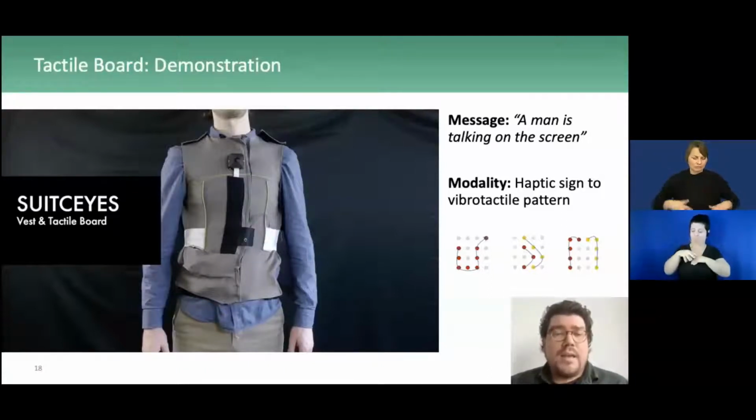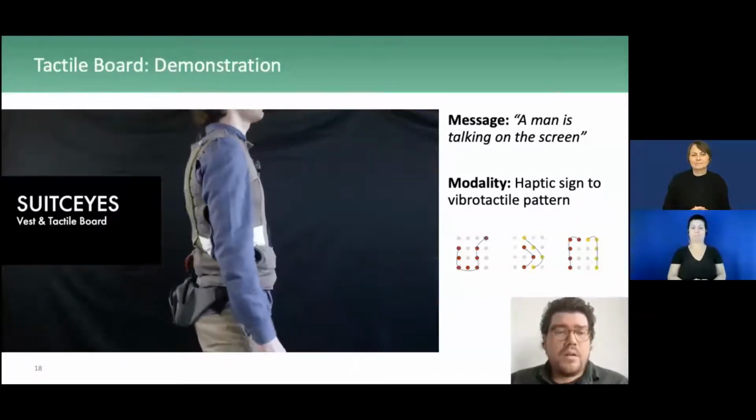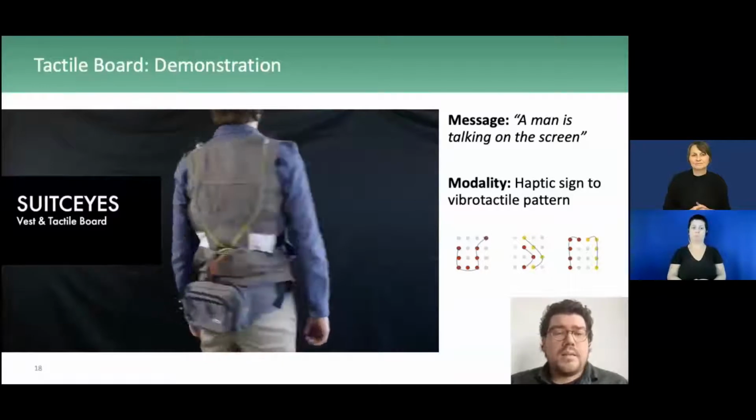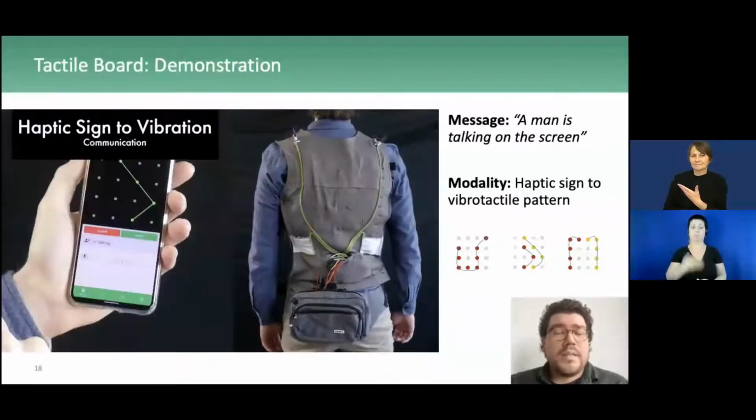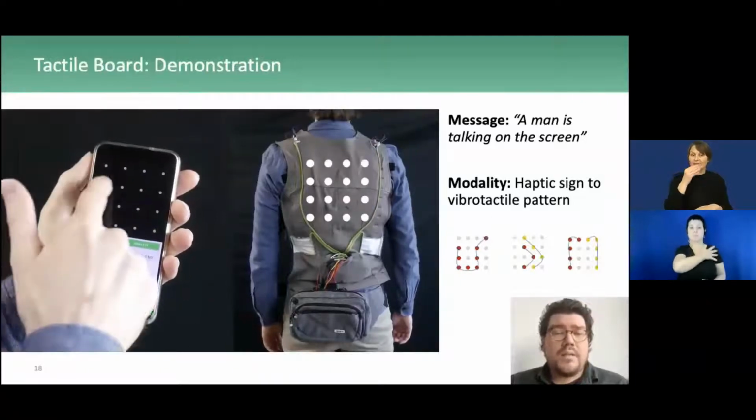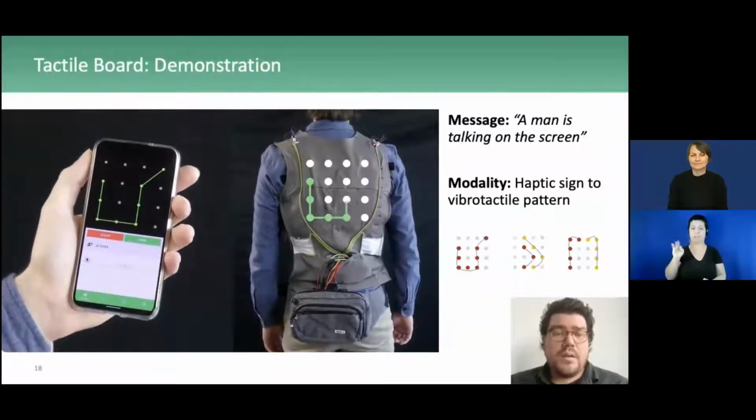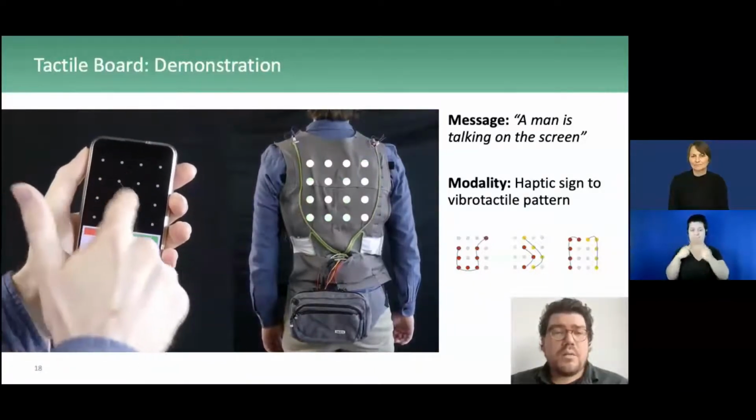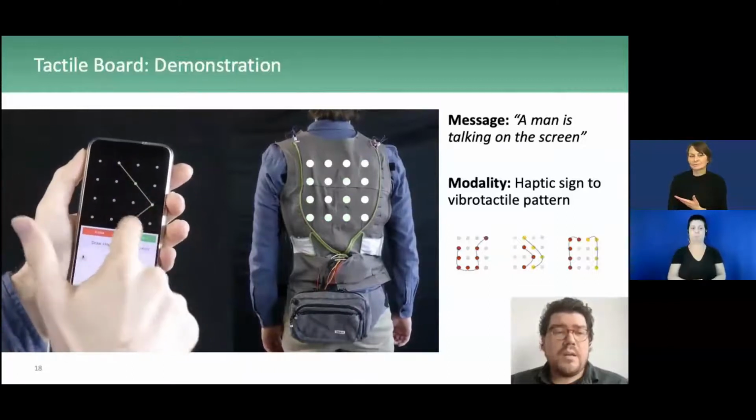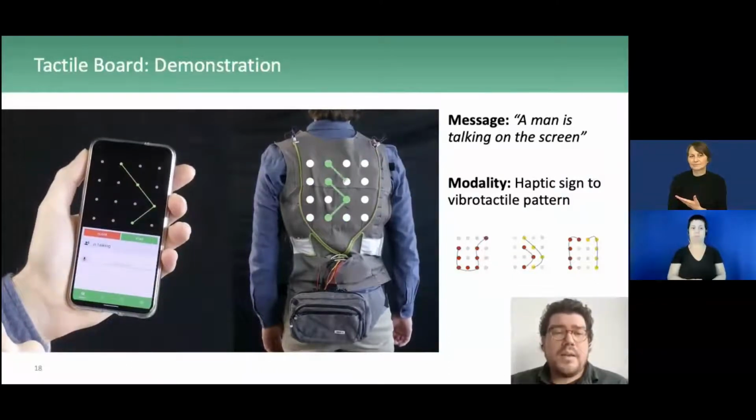And in this example, the person will be using haptic signs that are based on the Danish haptic signals. So the person draws the haptic sign on the screen and it's sent as vibrations on the back of the user.